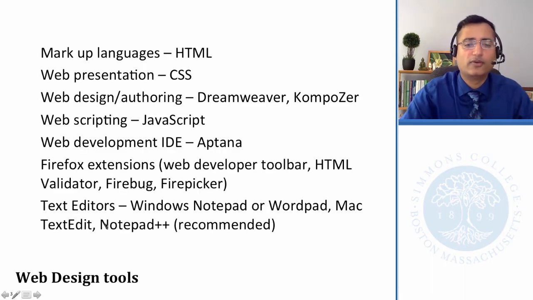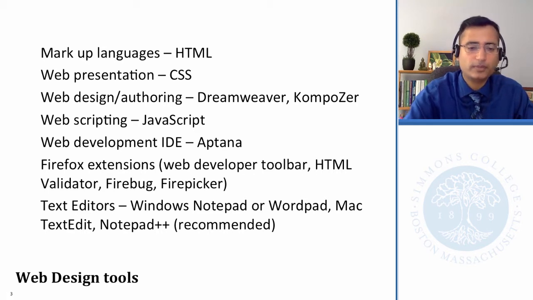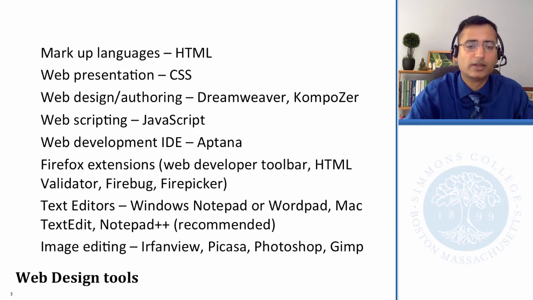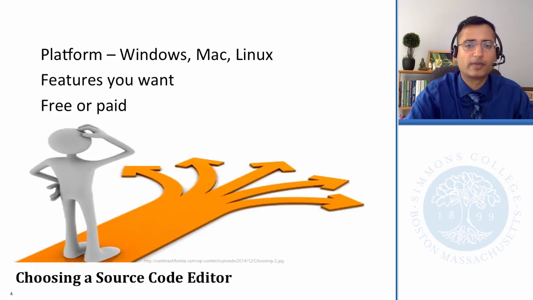And then you need to have your code editors. So there are text editors like Windows Notepad, or TextEdit in Mac. And for a source code editor, you have a more powerful Notepad++, which is highly recommended. This is a free version, and that's only for Windows. And there's Text Wrangler for Mac, and there are other alternatives as well. And if you're doing image editing, you would need IrfanView, Picasa, Photoshop, or GIMP.